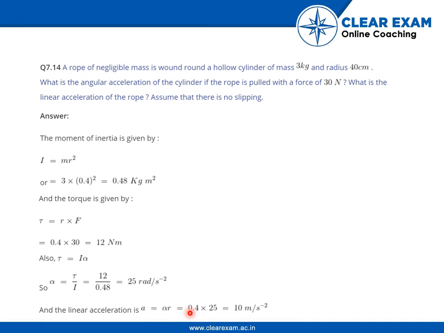Now the value of alpha is 25 and the value of r is 0.4, so it is coming out to be 10 meter per second squared.